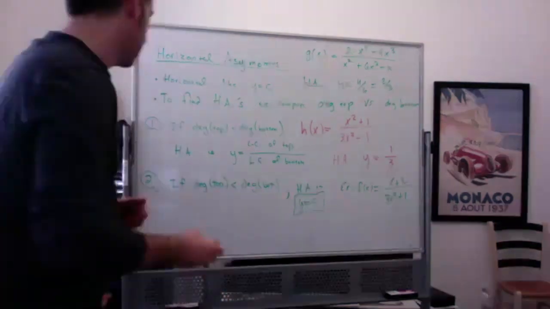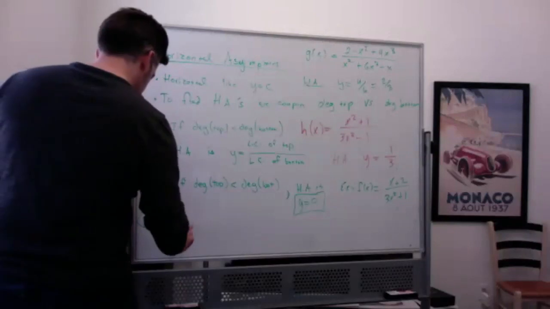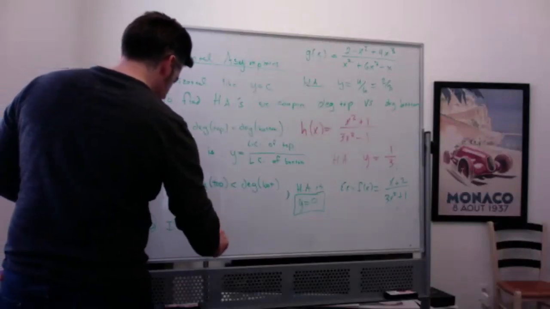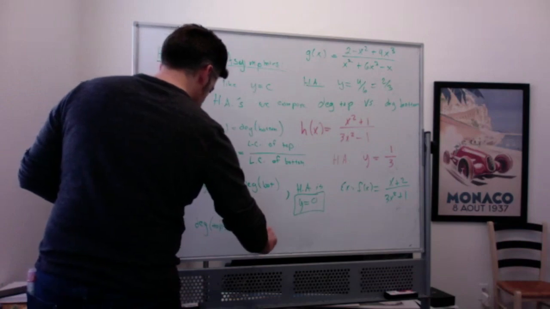And then the last thing is the reverse. If the degree on top is bigger than the degree on the bottom, then we have no horizontal asymptote.